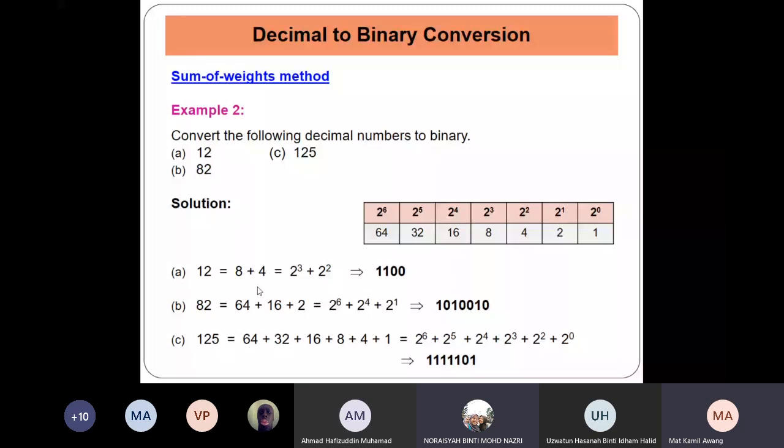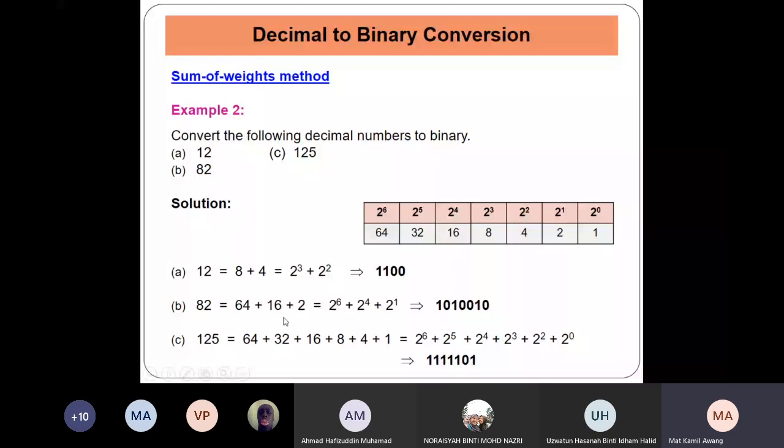So 18 is actually in between 32 and 16. Therefore, you take 16, right? So 64 plus 16. What is the remainder? 2. So 2 is basically what you take. So 64 plus 16 plus 2. This is actually the weightage for each: 64, 16, and 2.